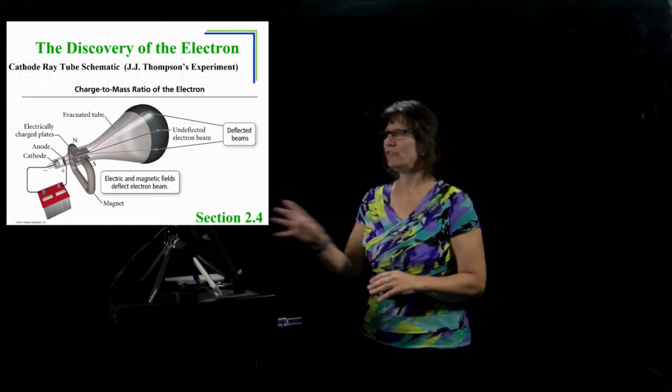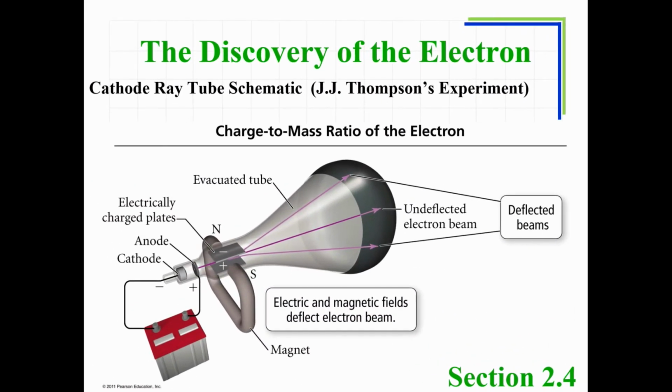Okay, so this is a schematic of a cathode ray tube, and we're going to go through and look at the components of this cathode ray tube bit by bit. This is the beginning of the idea of our electron. So number one, we have an evacuated tube. We've taken all the air out of this glass tube, and the second thing we have is that we hooked it up to a high voltage.